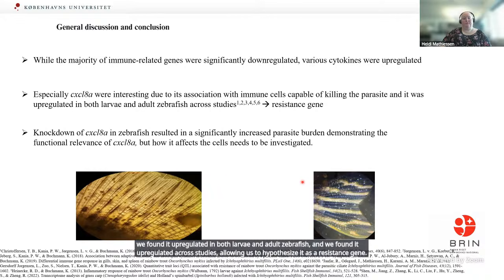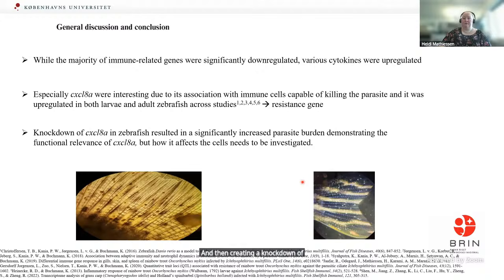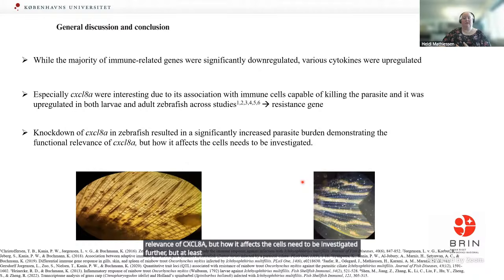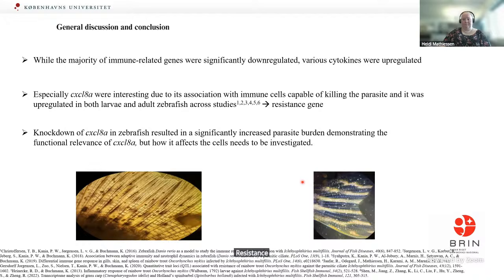And then creating a knockdown of CXCL8A in zebrafish resulted in a significantly increased parasite burden, demonstrating the functional relevance of CXCL8A. How it affects the cells needs to be investigated further, but at least in terms of these studies, it indicates that it is a resistance gene for zebrafish.